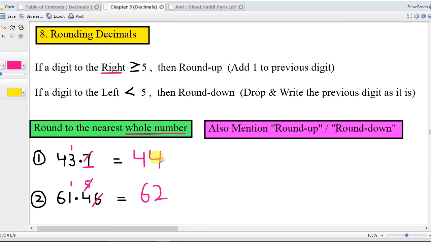So in this case, in question number 1, we round up, and in question number 2 we also round up, right? That's what we have to mention here.